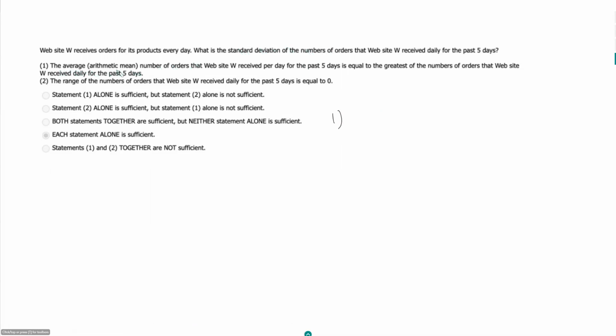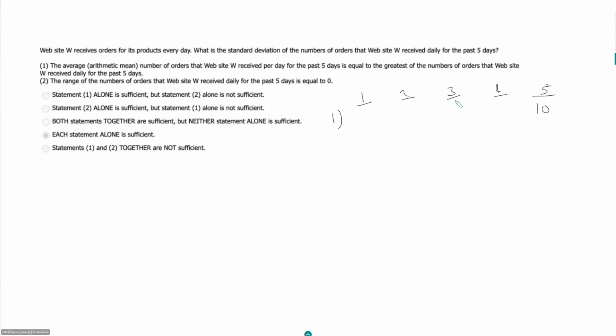Statement 1 says the average number of orders that website W received per day for the past 5 days is equal to the greatest number of orders that website W received daily for the past 5 days. So what does this look like? They're saying the average number of orders that the website received is equal to the greatest number. So let's say the greatest number of orders I received for any of these days is 10. And they're saying our average is also equal to 10.